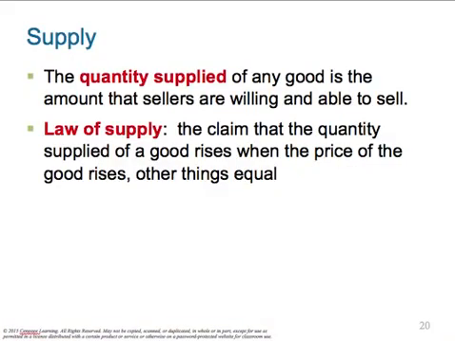So now let's shift gears to supply. The quantity supplied of any good is the amount that sellers are willing and able to sell. The law of supply is the claim that the quantity supplied of goods rises when the price of that good rises, all other things being equal, ceteris paribus. So supply comes from the behavior of sellers.